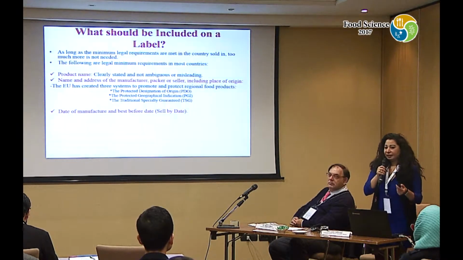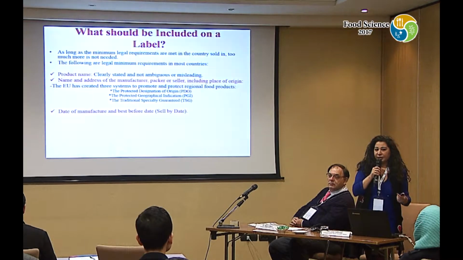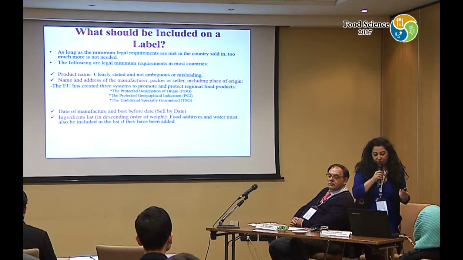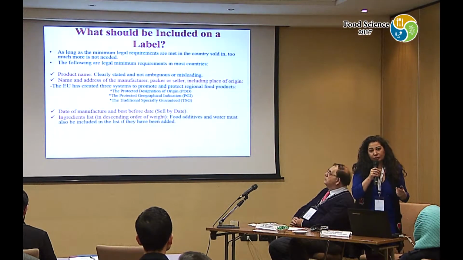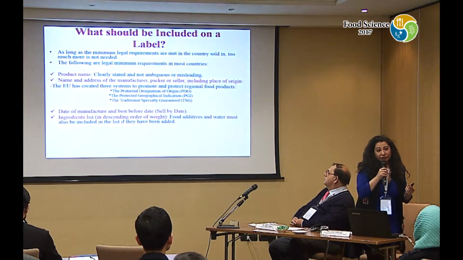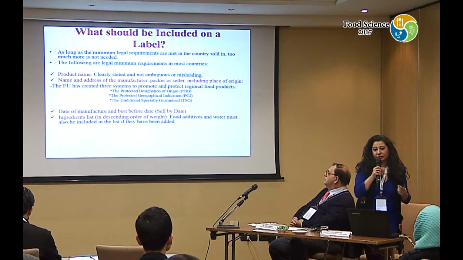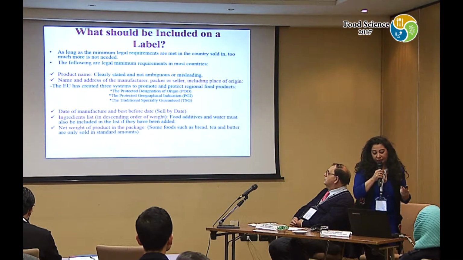We also need to have the expiry date, manufactured and sold-by dates, and the ingredients in descending order of weight. And the most important thing some people would not even think of is that water and additives should be clearly stated if they are added to a food product, according to ingredient lists.